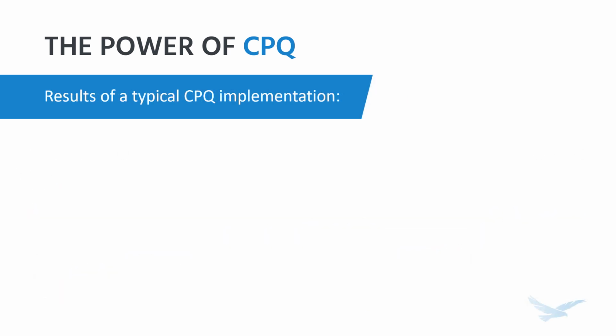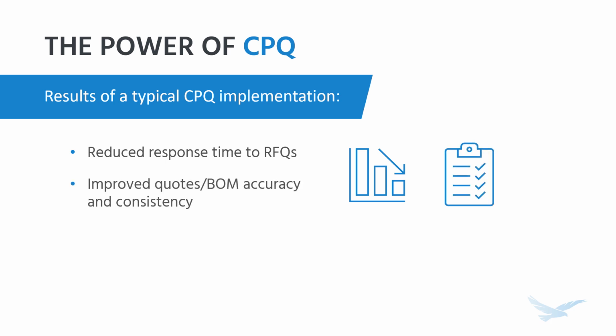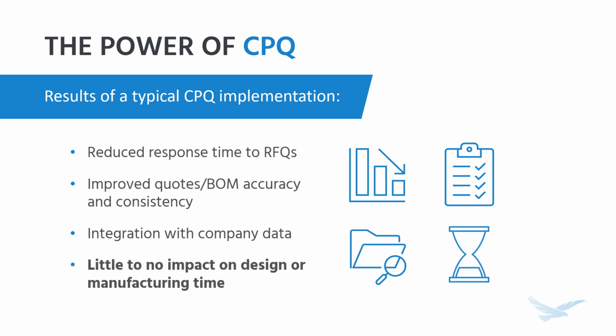A successful CPQ implementation can dramatically improve response time to customer requests for quotes, while improving accuracy and ensuring product availability, as CPQ solutions are typically integrated with enterprise databases such as ERP and CRM systems. These solutions, while objectively valuable, leave out one critical component: CAD data for manufacturing. Though quotes may be produced very quickly, this often results in yet another bottleneck in the design and engineering department.